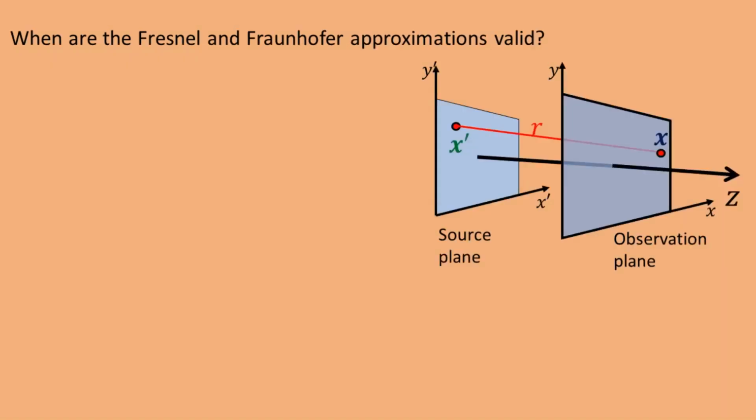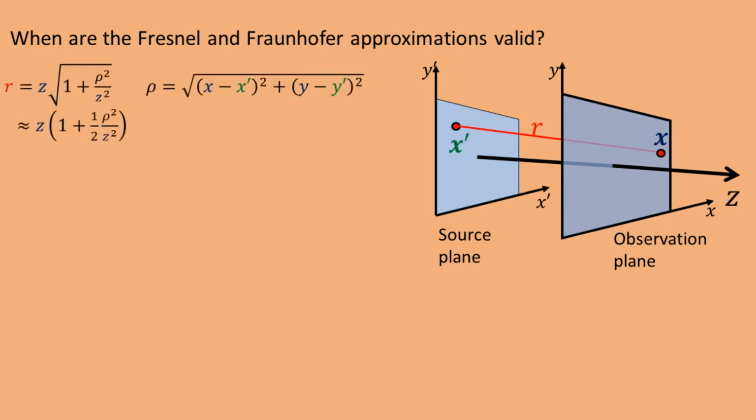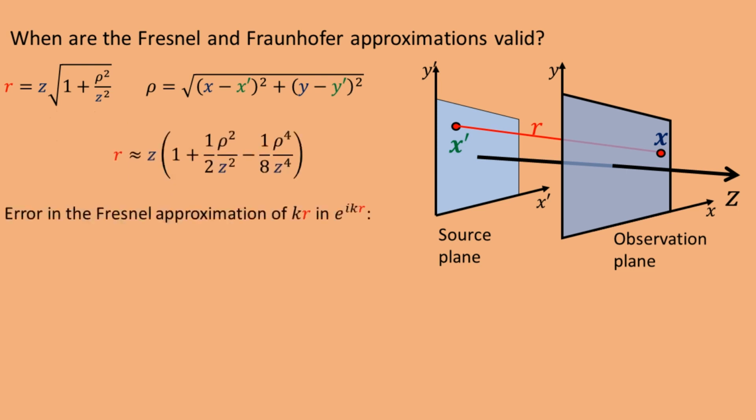When this approximation is valid, we say we're in the far field. We've seen that the Fresnel and Fraunhofer approximations are valid for large enough propagation distances z, but how large is large enough? When are the approximations we make valid? Let's look at the expression for r in the Fresnel approximation. For the sake of notation, we introduce the variable rho. Recall that we arrived at this expression for r by Taylor expanding r to the first order. The error we make in this approximation will be of the order of the next term in the Taylor expansion. So the error we make in kr will be of the order of 2 pi over lambda times 1/8 times rho to the fourth over z to the third.